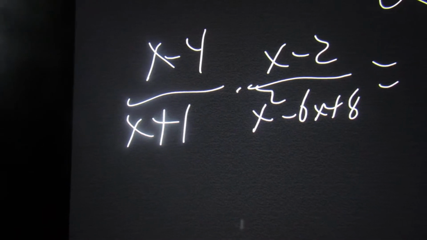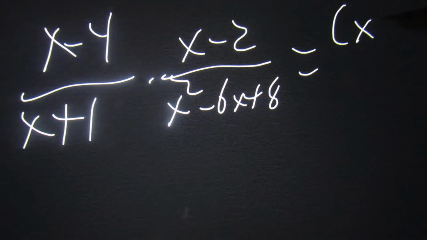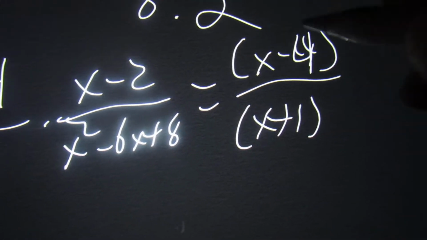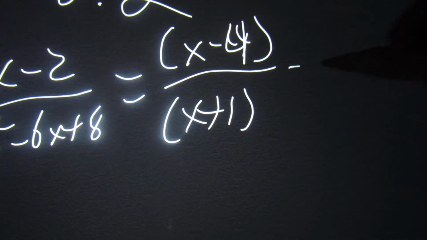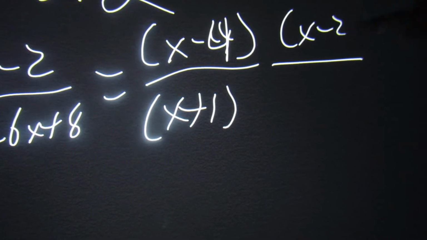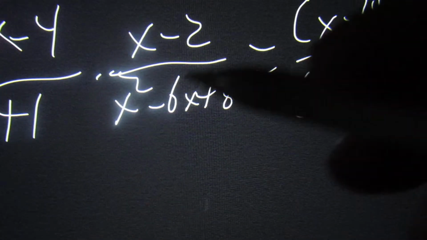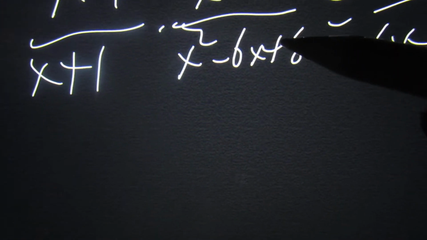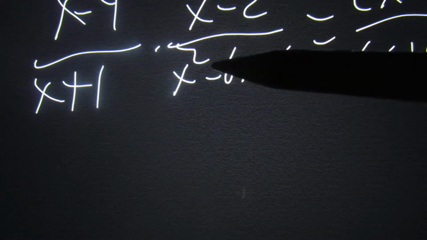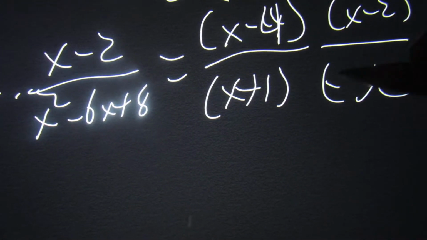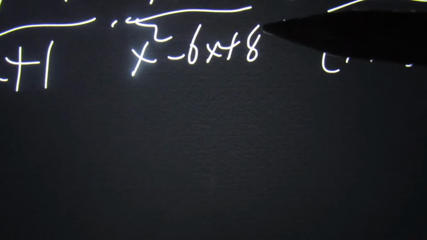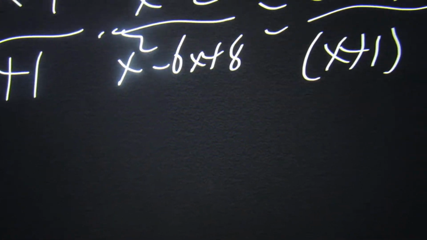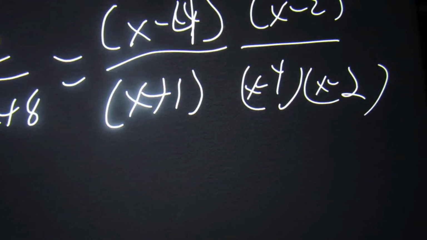We can't factor the binomials, but we do want to put them in parentheses. So we're going to have (x minus 4) over (x plus 1), and we have times (x minus 2). Now we can factor this. We have a plus here, so the binomials are both going to have the same sign, and they're both going to have a minus. So we have x minus, and because this is a plus, our factors of 8 have to add up to 6, so we're going to have a 4 and a 2.